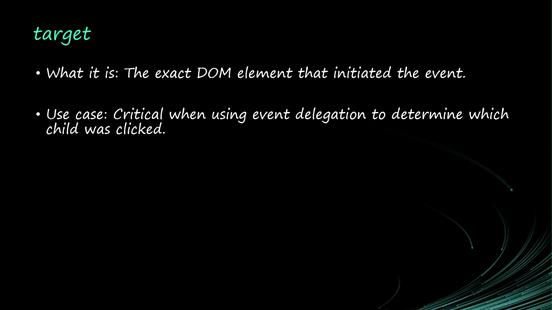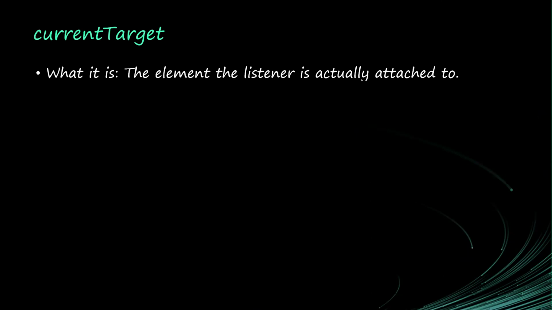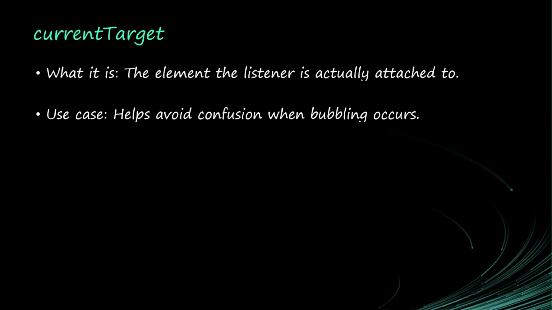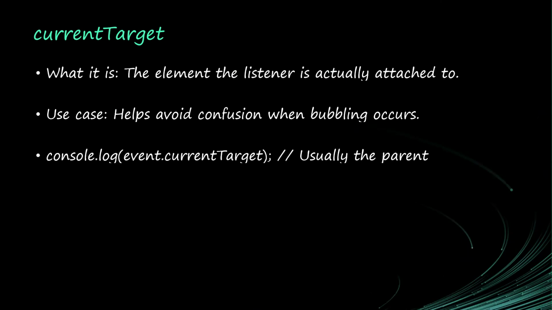Then the next one will give you the current target. The target, event.target, will give you where the event really happened, but the current target will give you where the event was handled, where the listener was actually attached. So in this case, it will give us the parent object.